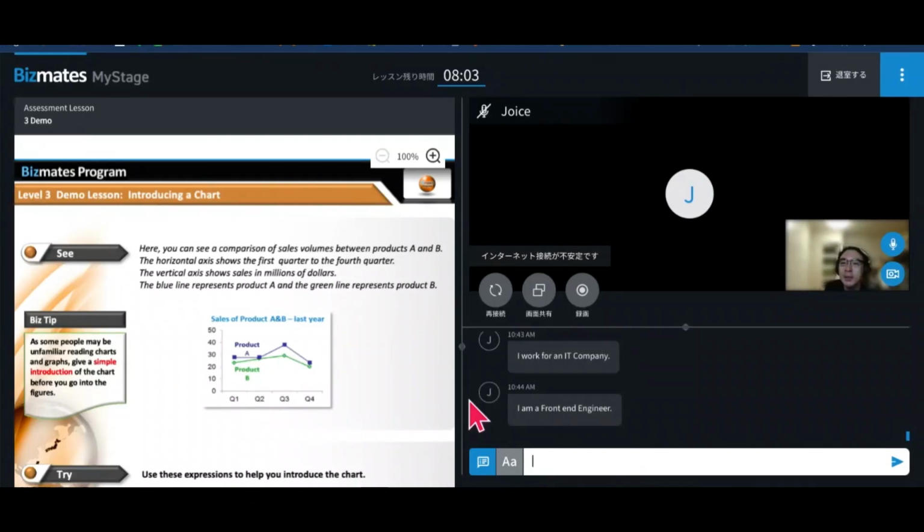Okay, here you can see a comparison of sales volumes between products A and B, blue and green. The horizontal axis shows the first quarter to the fourth quarter. The vertical axis shows sales in millions of dollars. And the blue line represents product A and the green line represents product B.